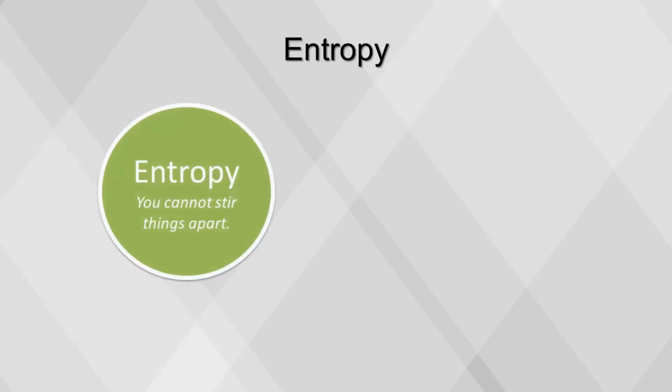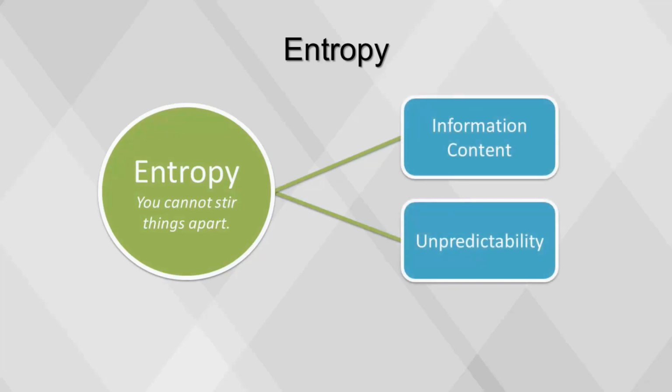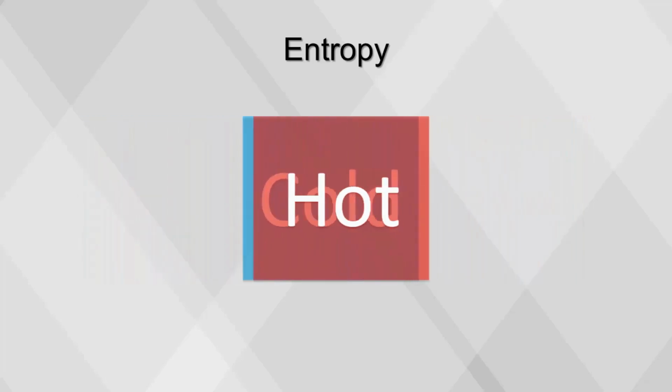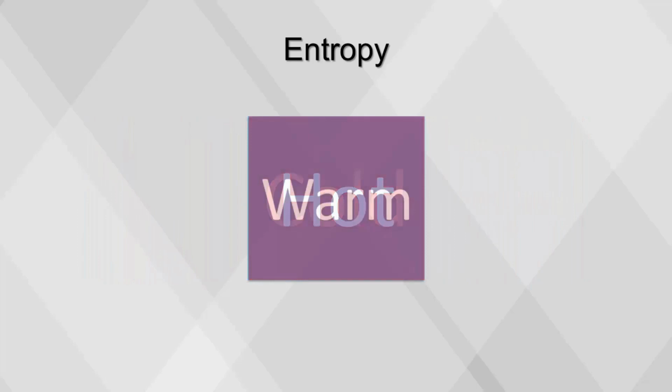Entropy refers to the fact that you cannot stir things apart. It's a measure of information content and unpredictability. Here's a concrete example of entropy. If you have cold water and hot water and mix them together, you will have warm water.